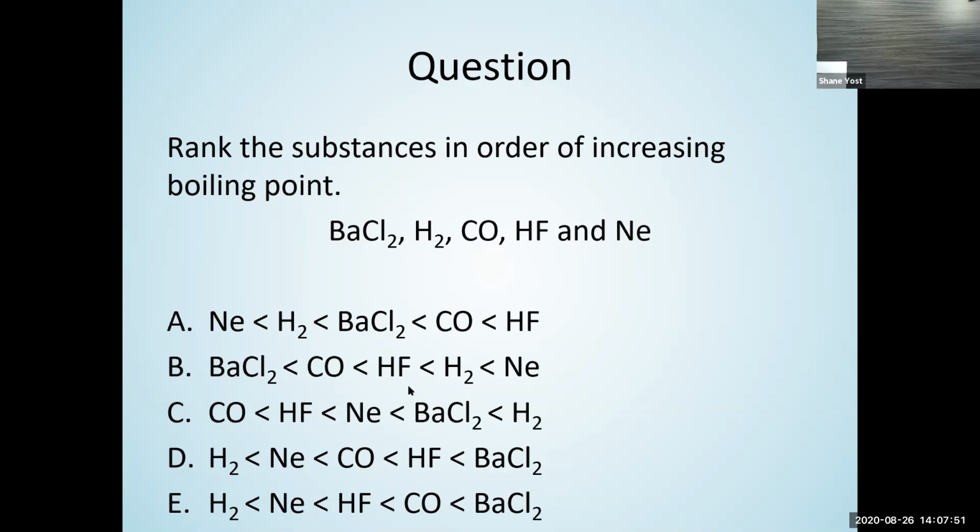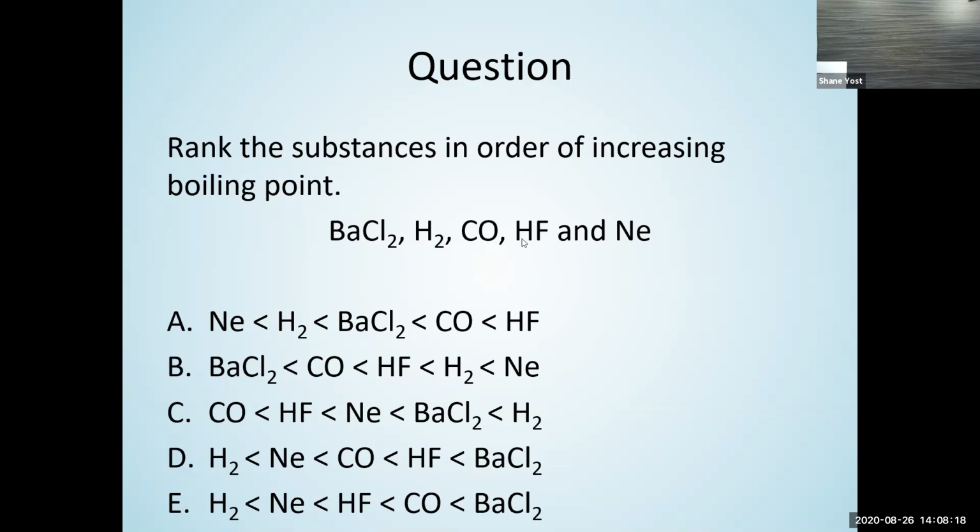And then we look at some of the other molecules left. We have barium chloride, carbon monoxide, and hydrogen fluoride. Barium chloride is a salt. It is an ionic compound, so you don't have intermolecular forces holding this together. You actually have ionic bonding holding this together. So that's significantly stronger than any intermolecular force. So that is going to be the strongest and have the highest boiling point.